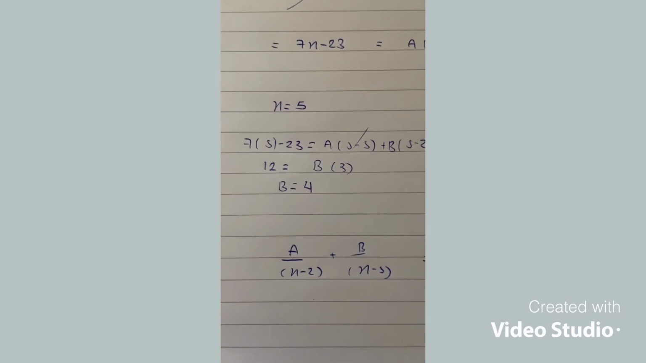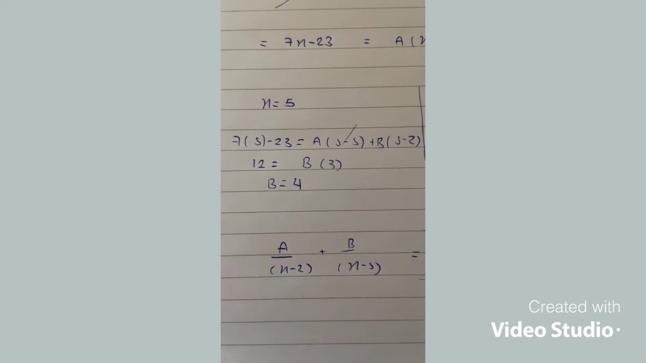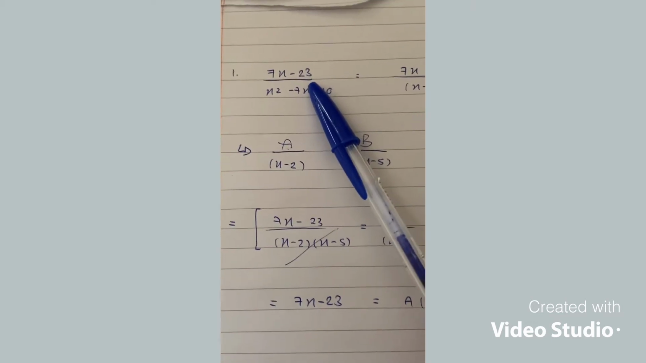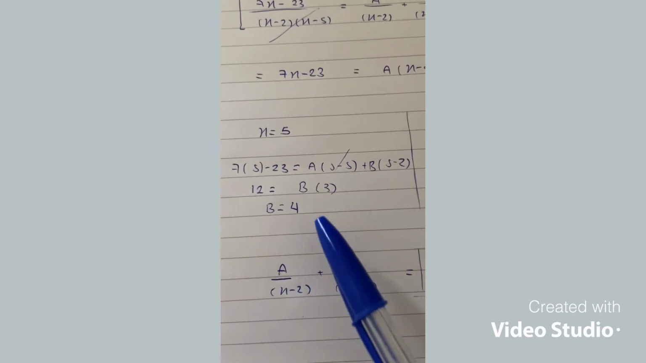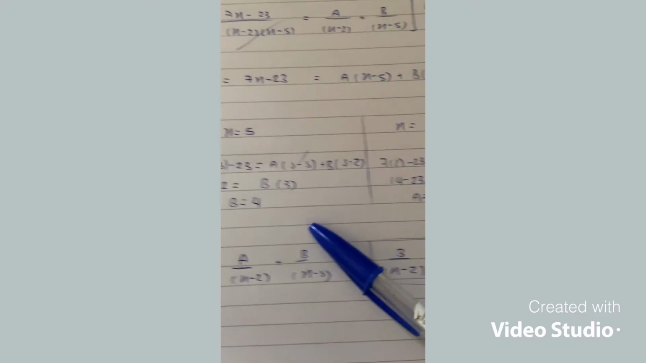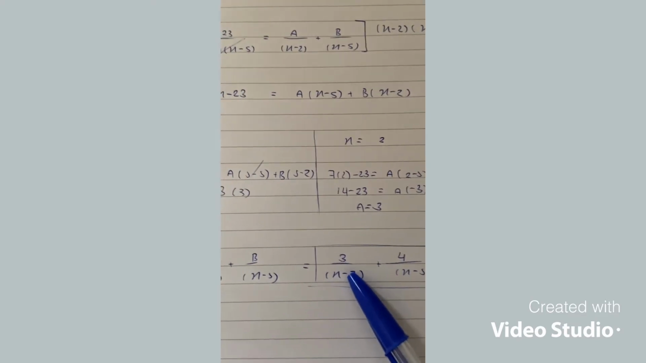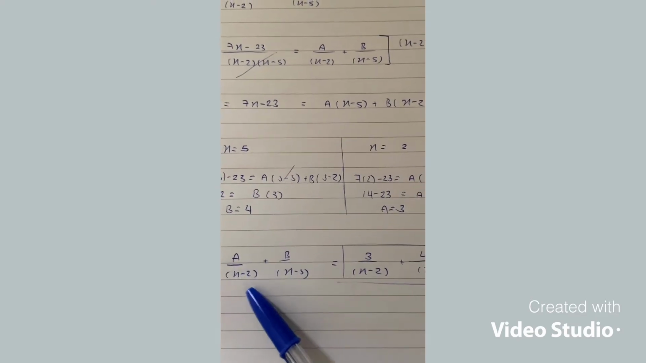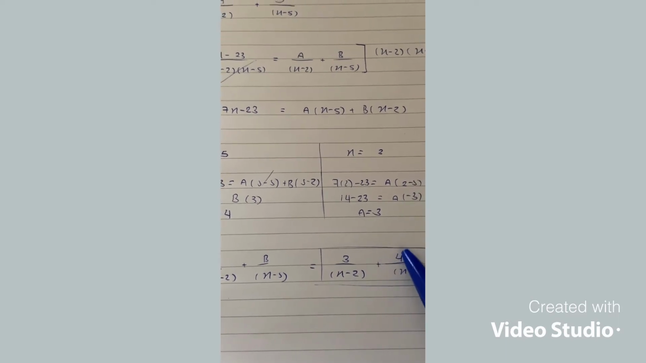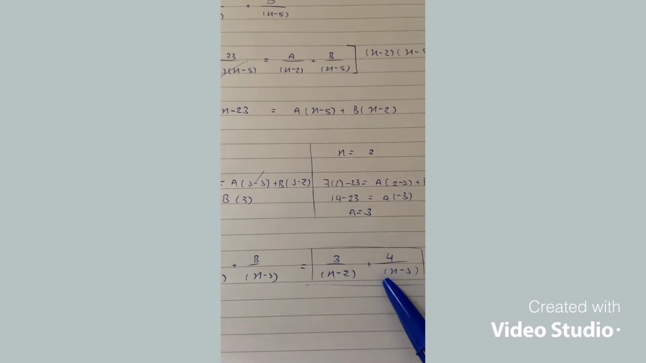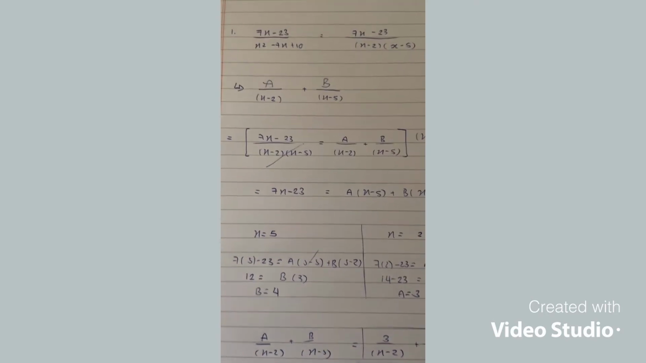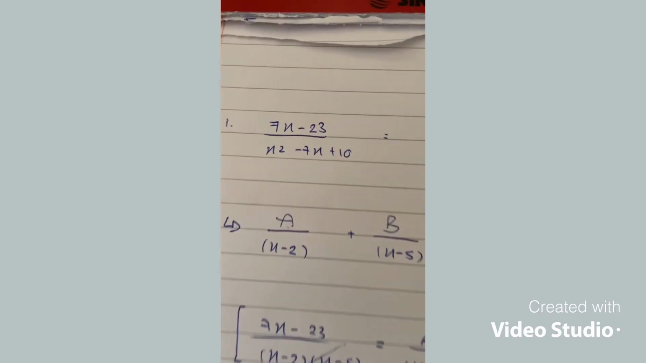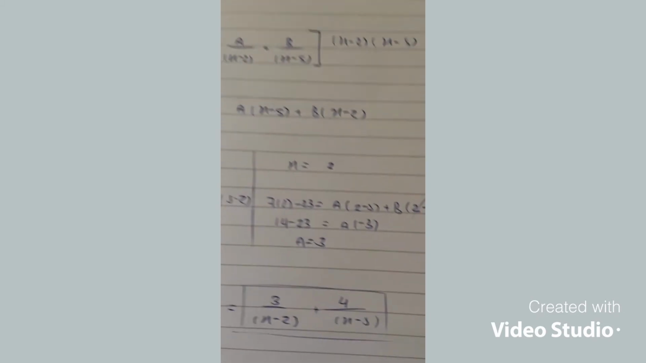So we figured out that this becomes that. And now that we have our a and b, we can plug them into here. Once you do that, you get 3, because a is 3, over x minus 2, and then plus 4, because b is 4, over x minus 5. And that's basically how you answer that question. So from that to that.